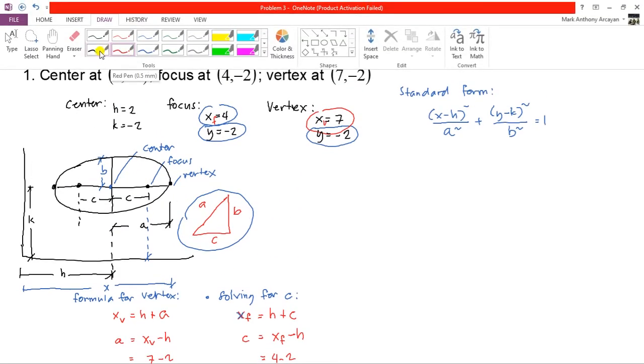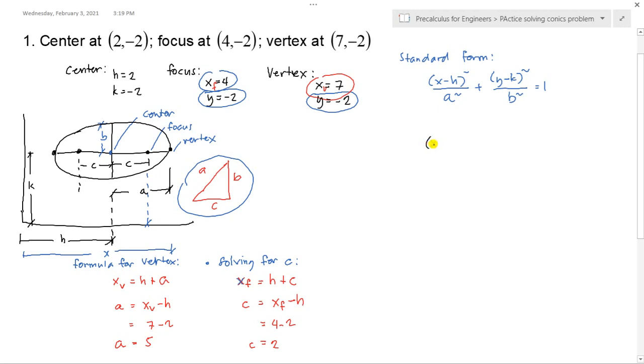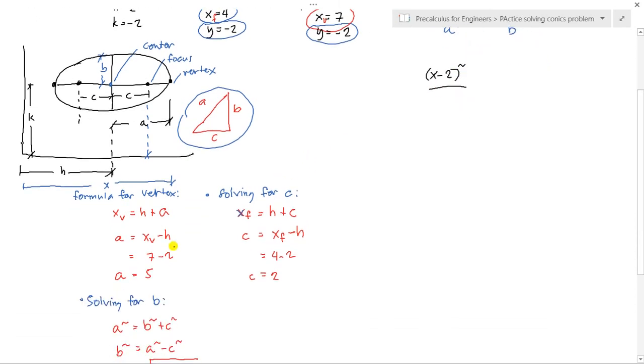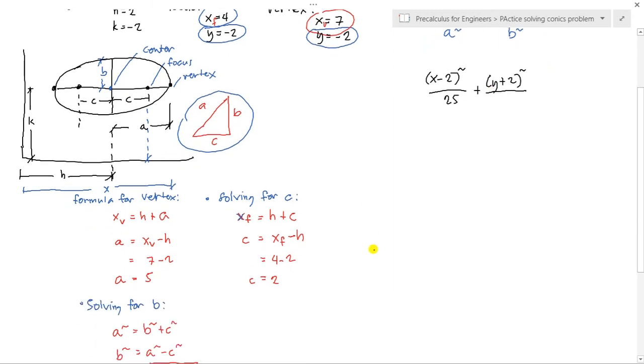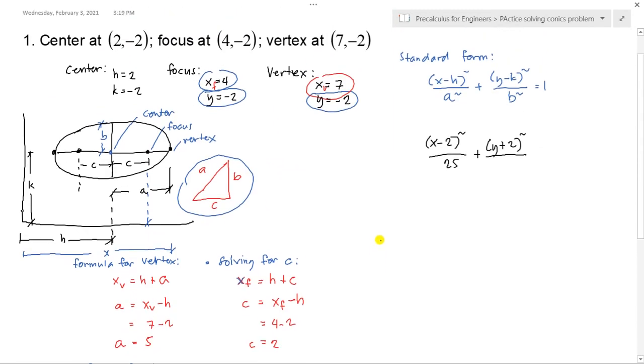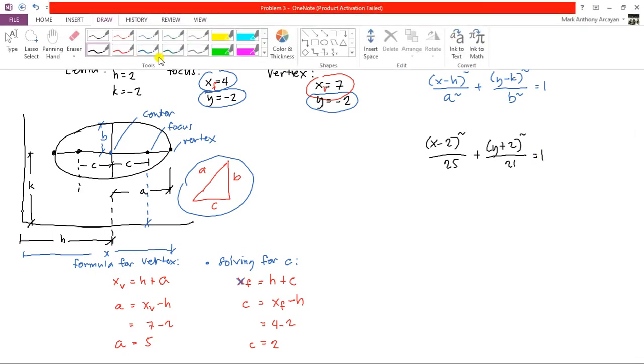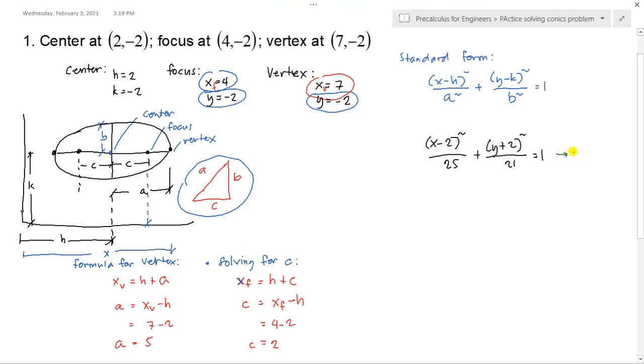So this is the standard form, that is (x minus h) squared all over, a here is 5, so a squared is 25, plus (y minus k), k here is negative 2, so y minus negative 2, that is y plus 2. So we have (y plus 2) squared all over b squared. b squared here is 21, equals 1. So this is now our standard form of ellipse.